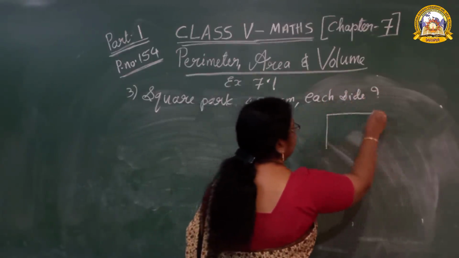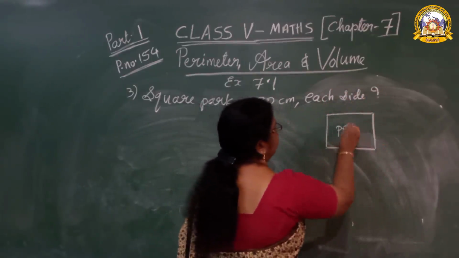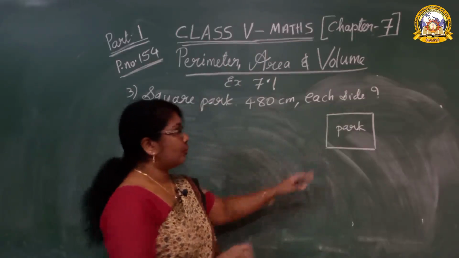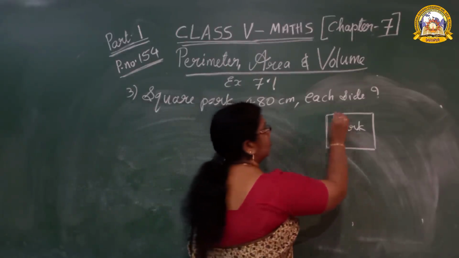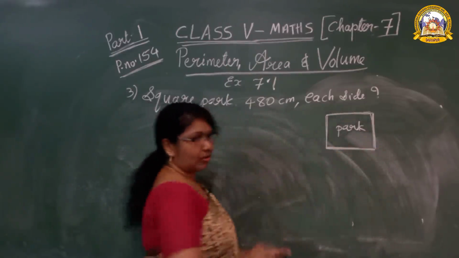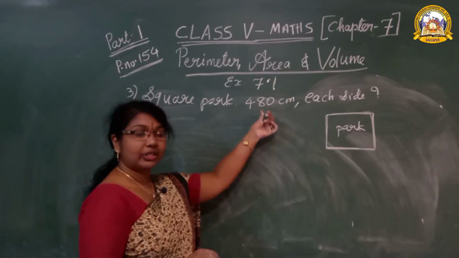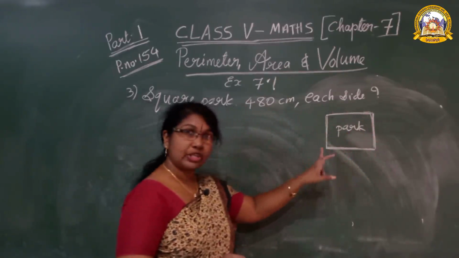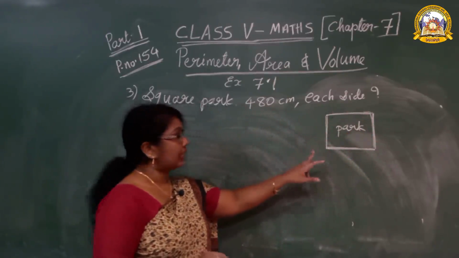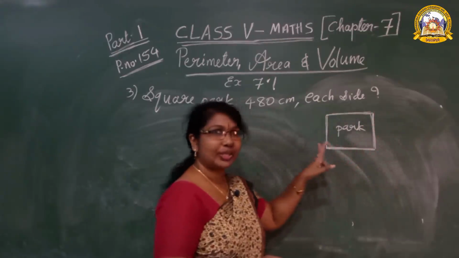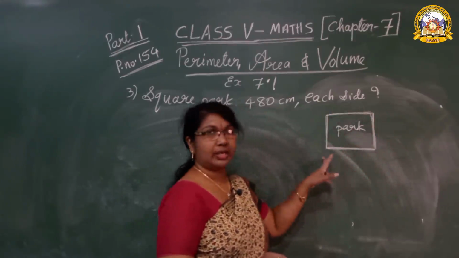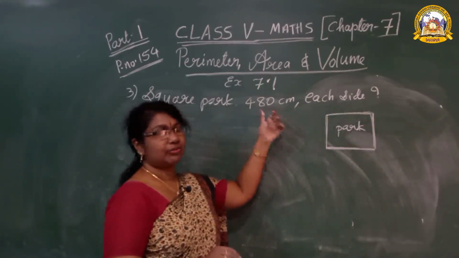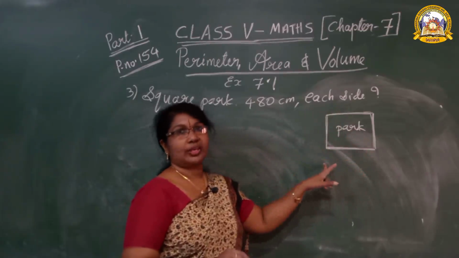Look here. Think of this as a park. What is it, students? It is a square park. Banu walks daily from here, one full round. One round is how many centimeter? 480 centimeter. The park is the shape of a square. Banu does morning walk jogging from here to here, one full round. How many centimeter is he walking? 480 centimeter. We know it is the perimeter of the square.